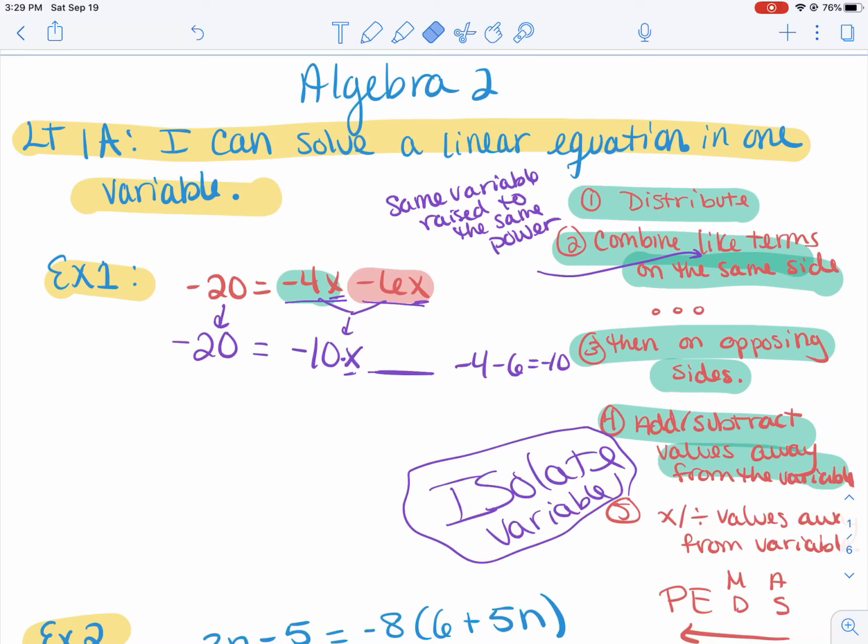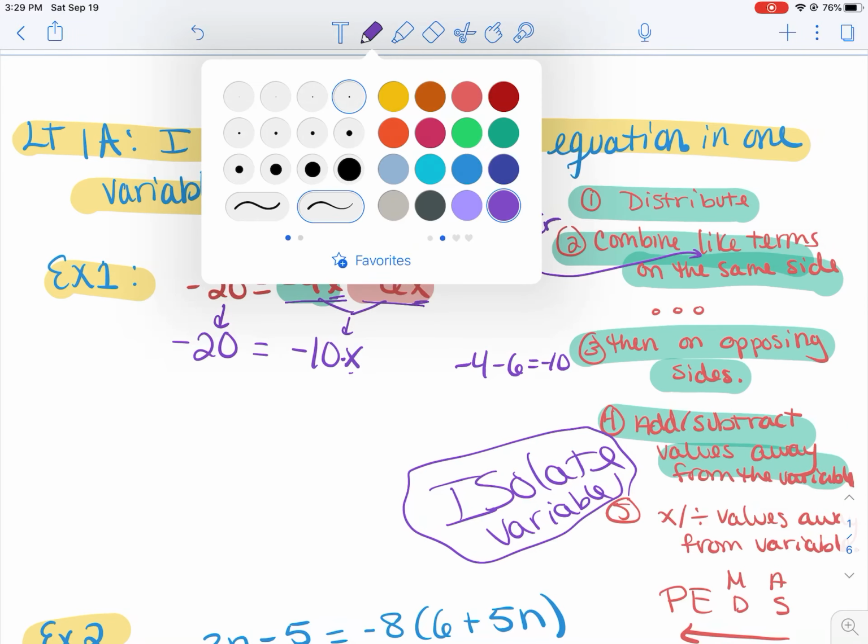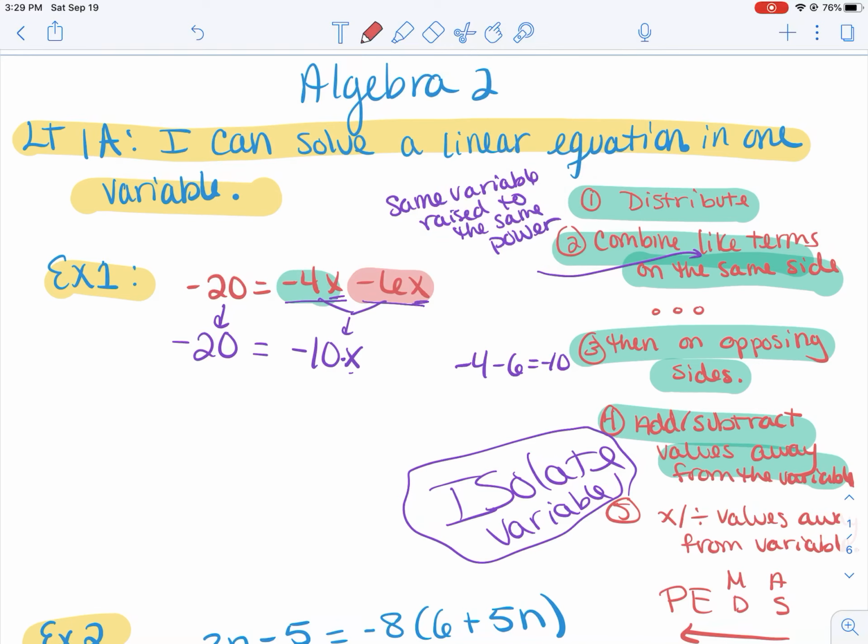And the last step now is to multiply or divide any values away from the variable that we need to. So if it's negative 10 times x, then to undo multiplication, I need the opposite operation. I'm going to divide, and whatever I do to one side of my equation, I have to do to the other, right? We have to keep that balance. So if I divide negative 10 away from x on the right-hand side, those cancel because negative 10 divided by negative 10 is equal to 1, and 1x is the same as x.